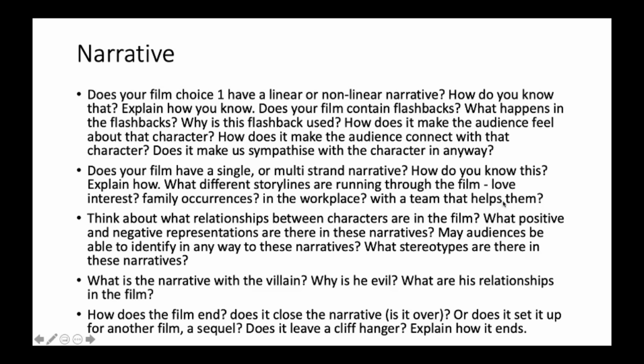So for example, stereotypically, love interest narratives, they appeal to female audiences, okay? Because they can almost relate to that. It's within their interest. I know it's a stereotype, okay? But this is what media is about, drawing and using those stereotypes to your advantage.